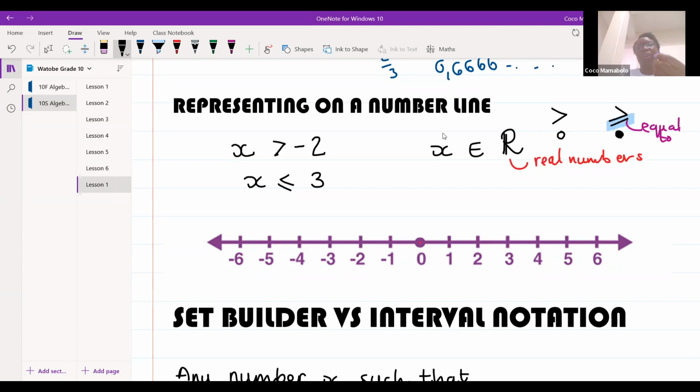x is less than or equal to 3. Now, before we even go there, which way is my arrow moving? Is my arrow moving to the left or to the right? That's it, Anam. 100%. Because it's all the numbers smaller than 3. Okay, so go ahead and draw this one. x is less than or equal to 3.